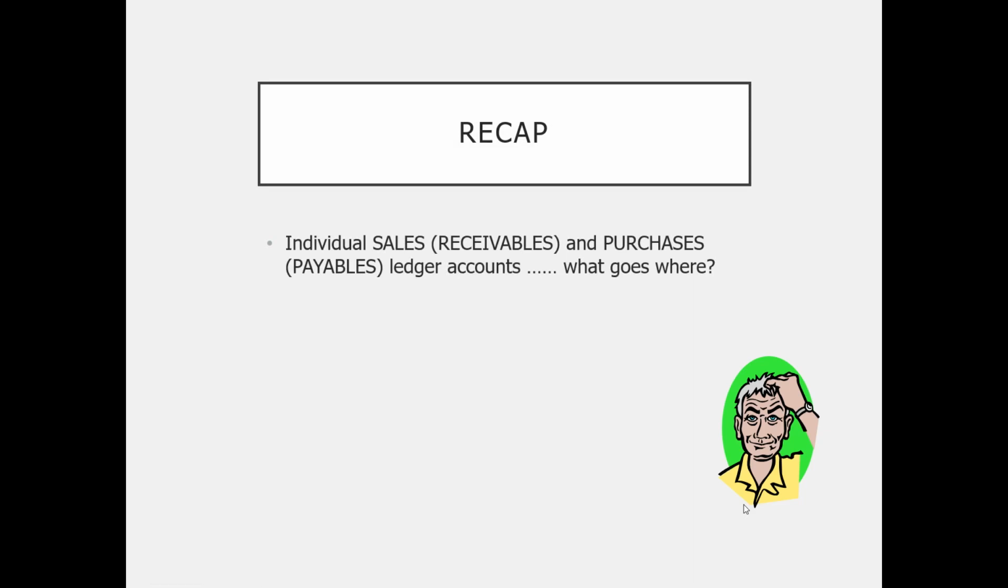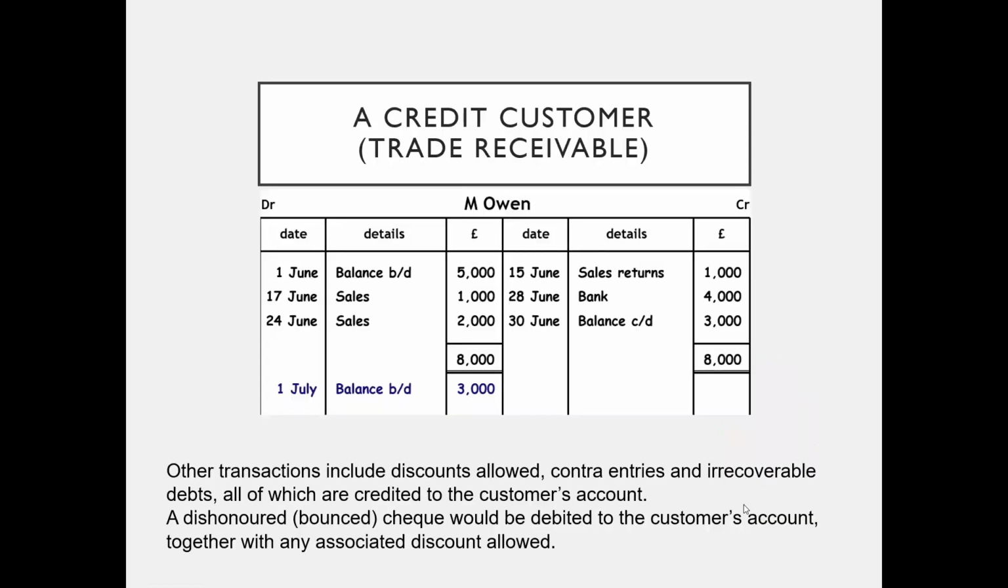Okay, so if we have a quick look here at a credit customer's account, so this is a trade receivable, this is an individual account, someone called M. Owen, he or she owed the business on the 1st of June, £5,000. So remember, with customers, it's a trade receivable. If you remember the DEAD CLIP mnemonic, on the debit side, it's drawings, expenses, assets, and receivables. So trade receivables always open on the debit side, unless they've overpaid us for some reason. So very occasionally, you may have a trade receivable with a credit balance, but that is not the norm.